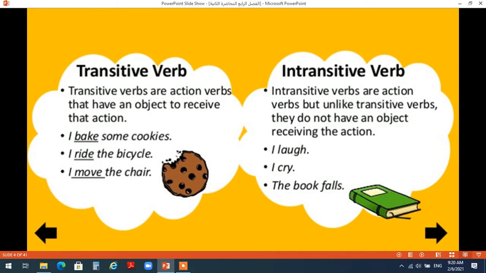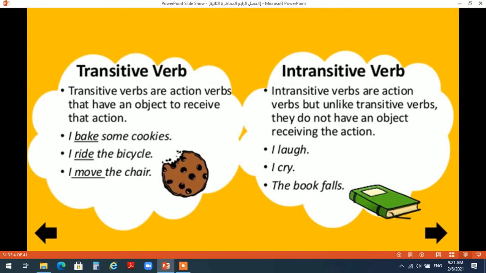For example, we can say I bake some cookies, I ride the bicycle, I move the chair. As you see here, the verbs bake, ride, and move are treated as transitive verbs because they require an object in the sentence. As you see here, some cookies is the object, the bicycle is the object, and the chair is the object.